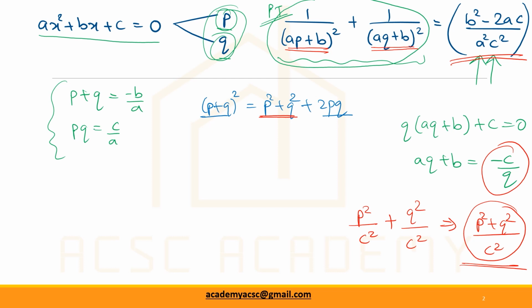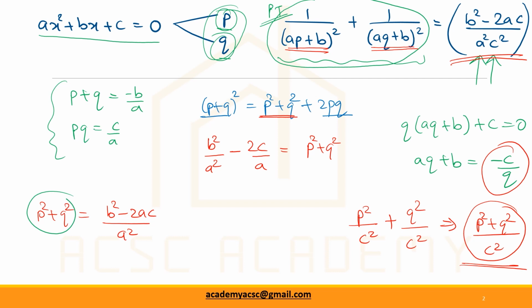So let us write down P plus Q as minus B by A, and the square of that will give B squared by A squared minus 2PQ, which is 2C by A. So this is the value of P squared plus Q squared that we wanted. We can further take the LCM and write that as P squared plus Q squared equals B squared minus 2AC upon A squared. So now we will simply substitute this value over here.